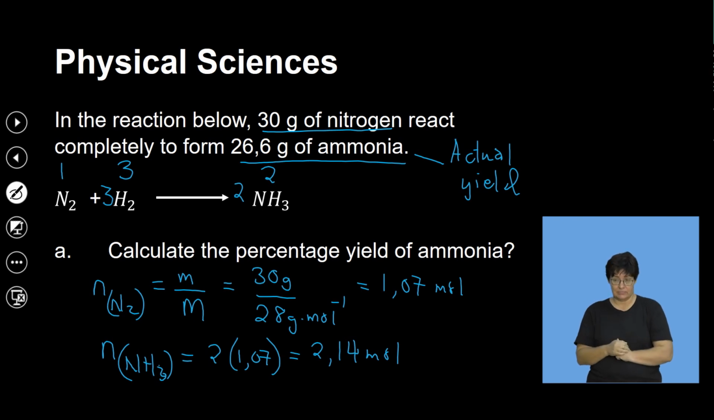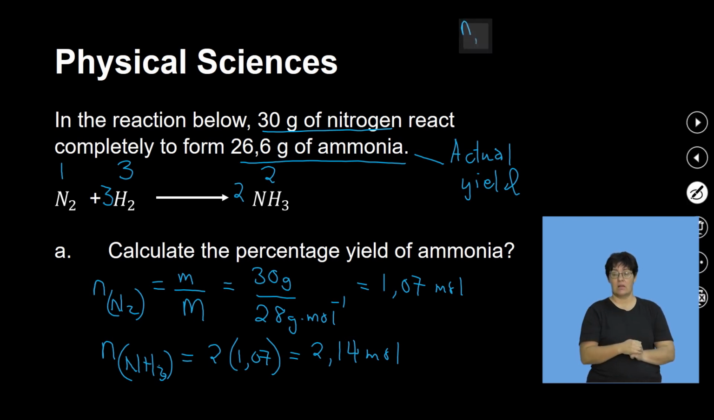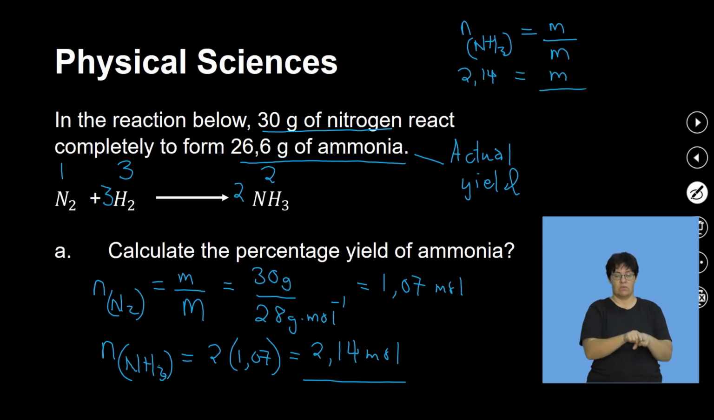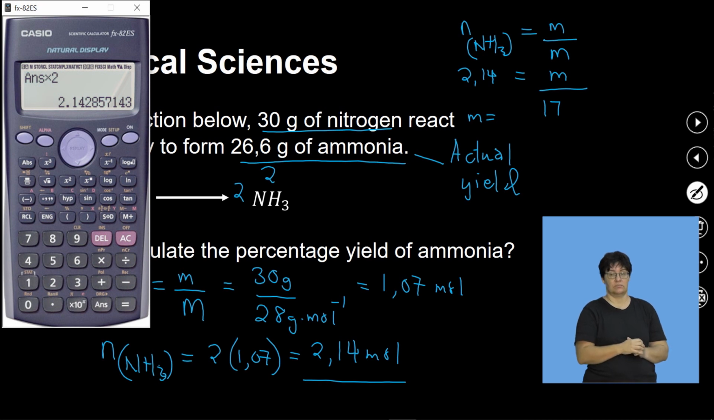So what do we have? We know that the number of moles of ammonia is equal to mass divided by the molar mass. We've got the moles in this case, which is 2,14. So 2,14 is equal to whatever mass we'll get divided by the molar mass of ammonia, which is 17 grams per mole. So the mass is 17 multiplied by 2,14. We multiply this by 17 to get the mass of ammonia, which is 36,42.